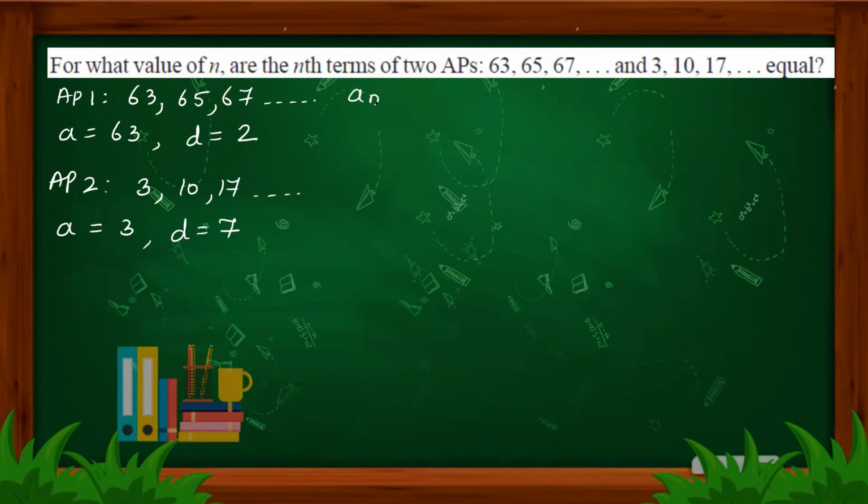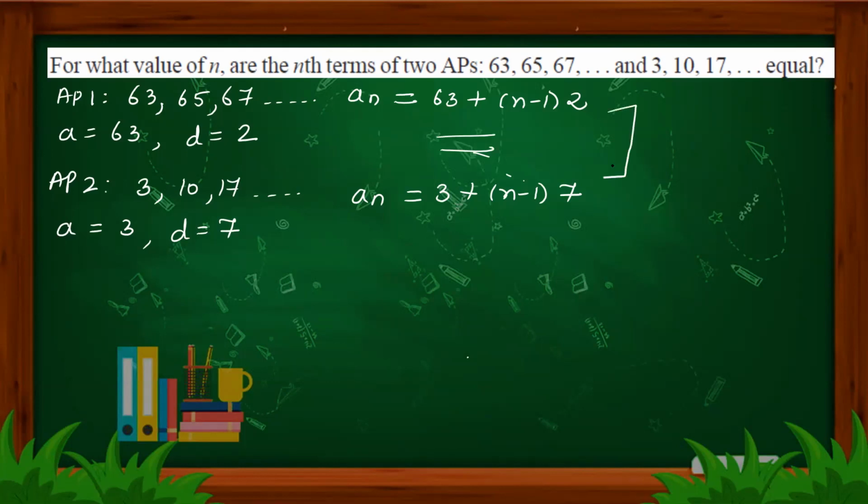So when we have to write this in nth, AN is equal to A plus N minus 1 into D, right? So A is 63 plus N minus 1 into 2. And here also AN is equal to 3 plus N minus 1 into 7, right? Now they are saying the nth terms of the two APs are equal. That means this AN is equal to this AN. So we are going to equate them.